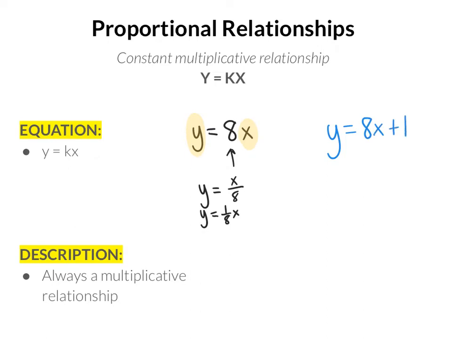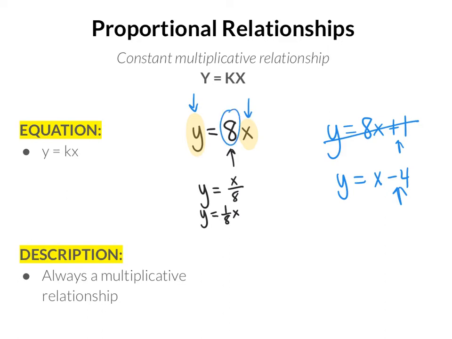8x plus 1, that is no longer a proportional relationship because it's not just multiplicative. You're also adding that 1 to the back. Or if I have y equals x minus 4, it's no longer a multiplicative relationship because you're subtracting some number to the side. What I'm looking for in a multiplicative relationship is just the y and the x and then one thing that's being multiplied by it.